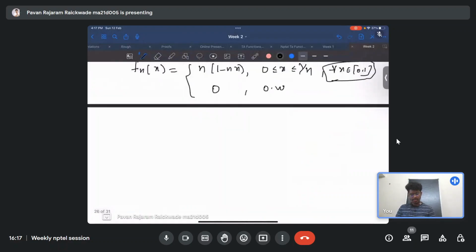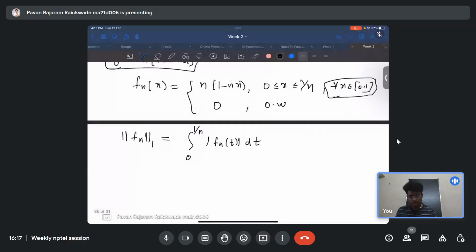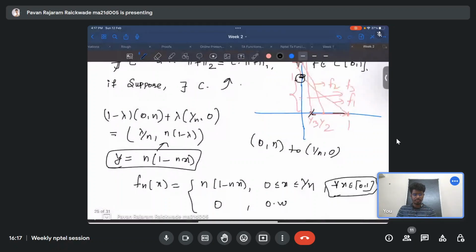Yeah. So these are the functions, and what will be the norm of this function? One norm will be just the integral from 0 to 1. Now, since after 1 by n everything is 0, I don't have to care about those. So 0 to 1 by n only, modulus of fn(t) dt, right? But we can directly see the one norm is just the integral only, no? So the integral is the area under the curve for every function, right?